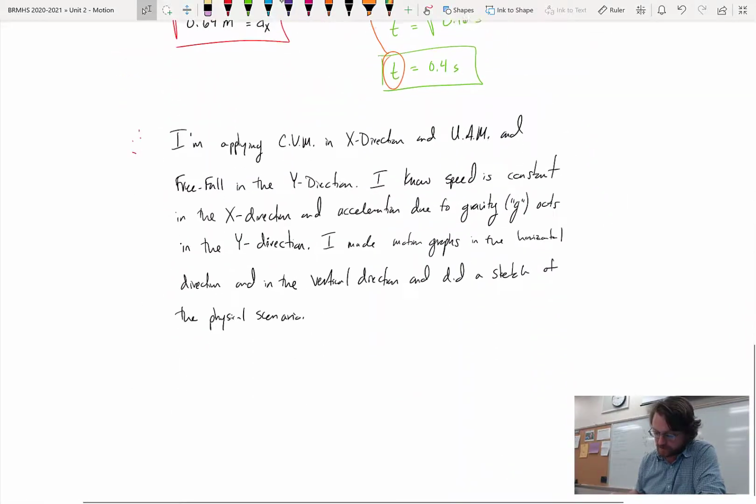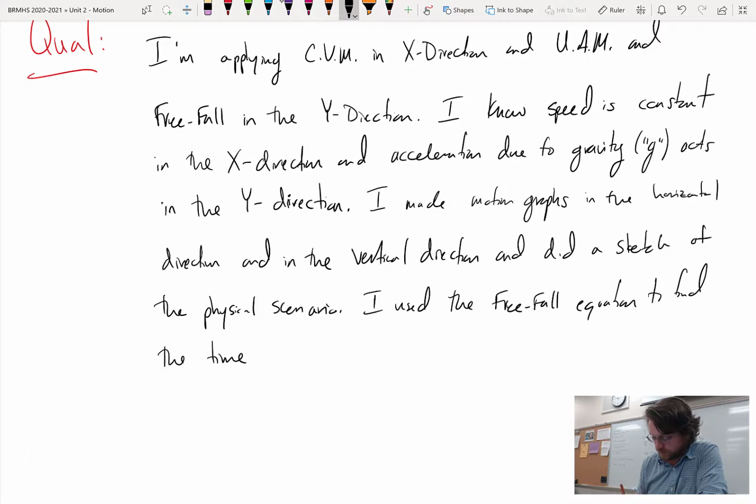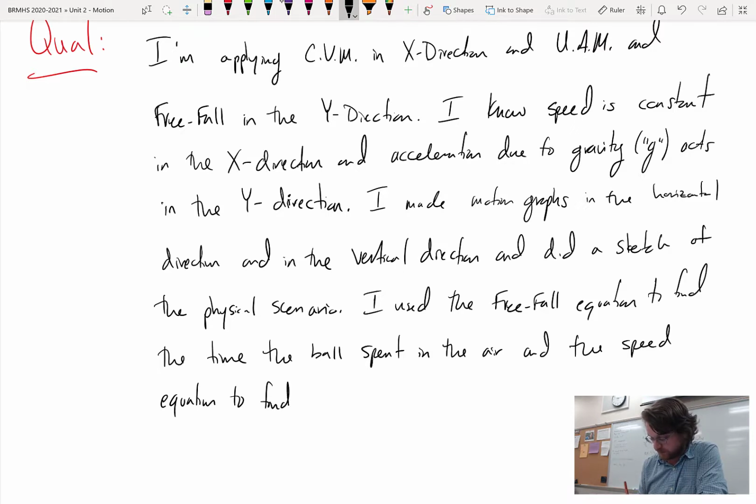Okay, last thing we would talk about is our math part. I eventually used the speed equation, but first I had to use the free fall equation. I used the free fall equation to find the time the ball spent in the air, and the speed equation to find the, what did we solve for? We figured out the time.